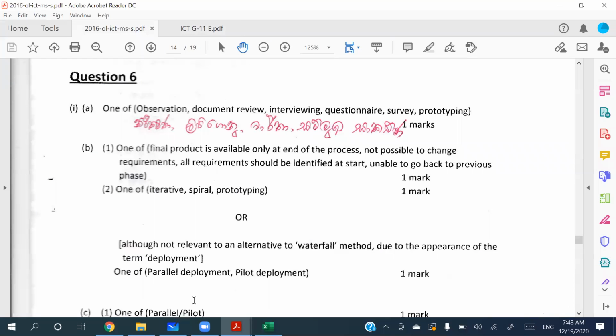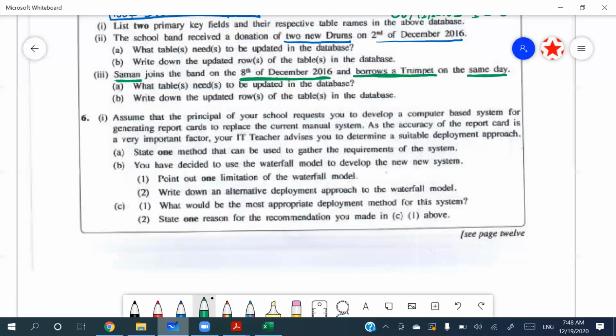Although they have said something not relevant to an alternative to the waterfall method, due to the appearance of the term deployment, one of parallel and pilot deployment. Yes, that is because of their mistake. They have referred to these as deployment methods. So in that case, if someone writes the parallel or the pilot, they are still going to get the marks.